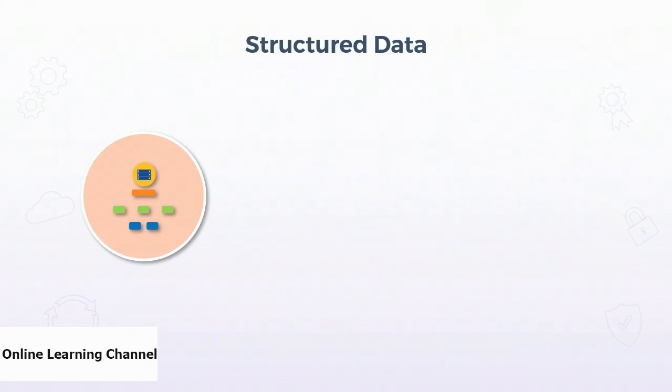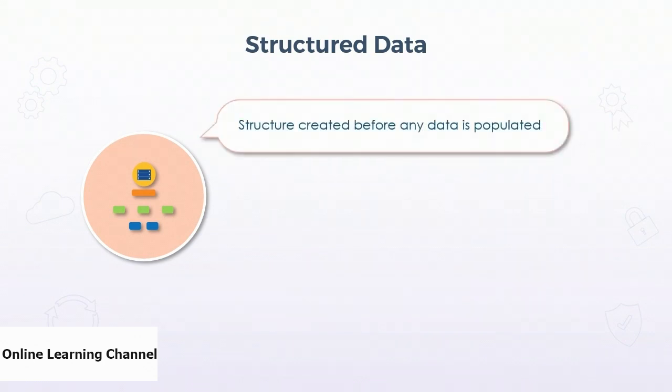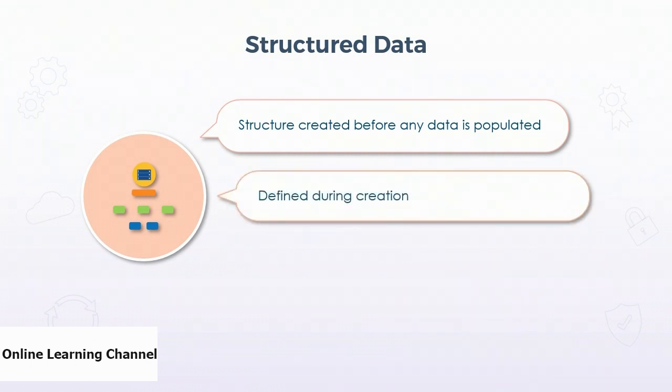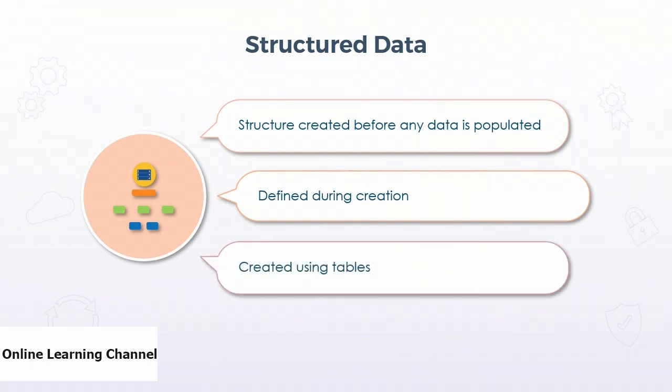Structured data is probably the type of data that most people are familiar with. It's intuitively obvious. With structured data, the structure itself is created before any data is actually populated in the database. Now that structure is generally defined during the data creation process. In fact, the most common strategy for managing structured data is using tables.